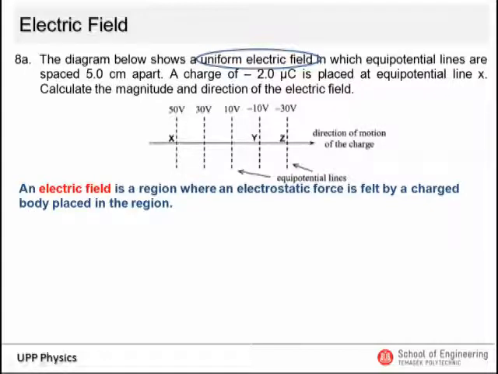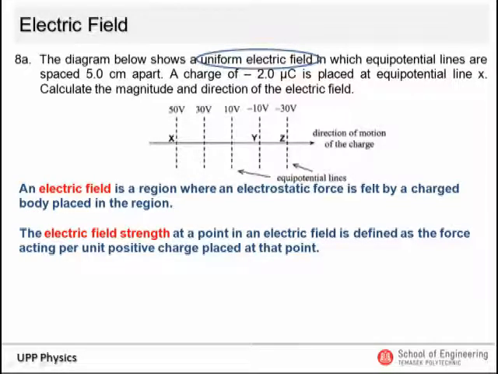So what is electric field strength? The electric field strength at a point in an electric field is defined as the force acting per unit positive charge placed at that point. It means that if you place a positive 1 coulomb in this electric field, this positive 1 coulomb will experience an electrostatic force. And this electrostatic force experienced by a unit positive charge of 1 coulomb will be known as the electric field strength.